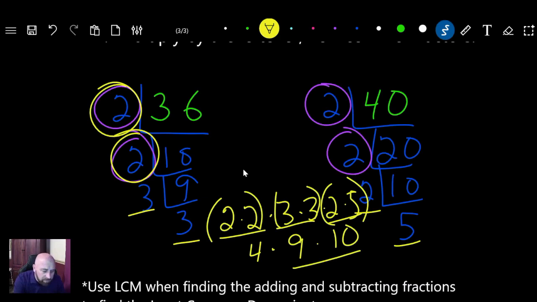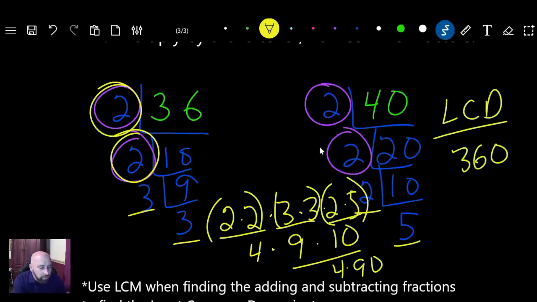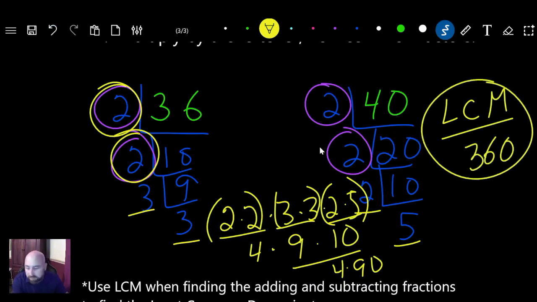9 times 10 is 90 times 4. So 4 times 90. I'll just come over to my calculator and do that. That'll save me a little bit of time. 4 times 90 equals 360. Well, LCD, I put LCD. LCM, sorry, is 360. 360.